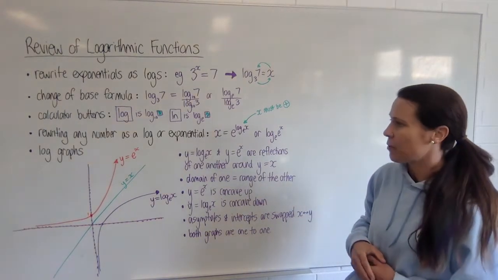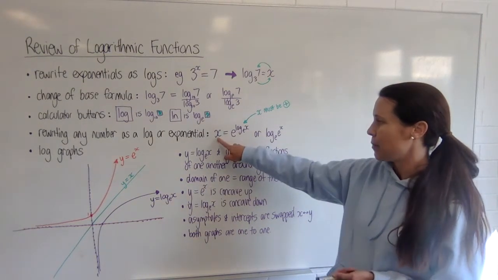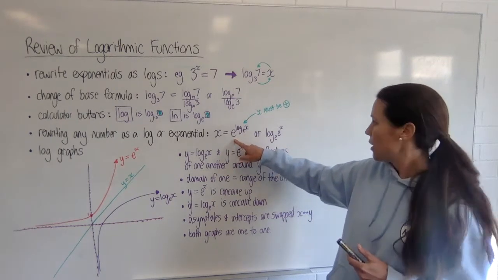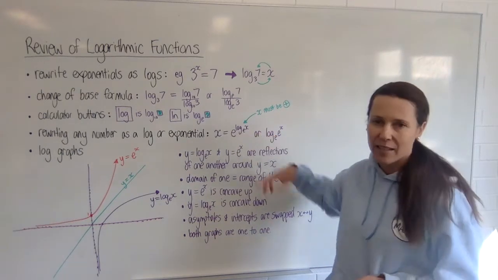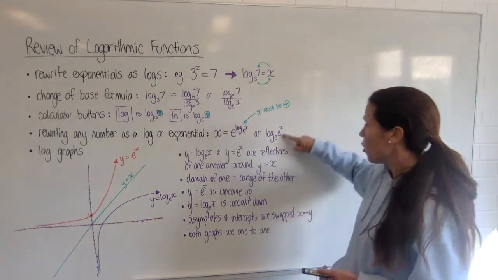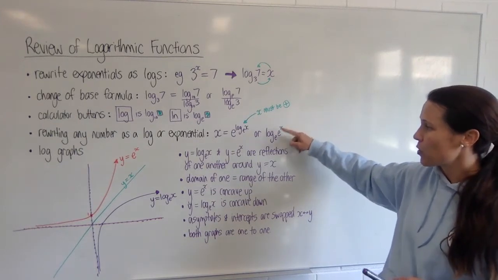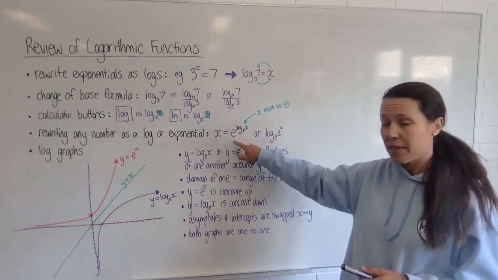You also need to know how to rewrite any number as a log or as an exponential. So I can take some number, say x, and I can write it as an exponential expression, given that if I'm writing it like this, x needs to be positive because I can't take the log of a negative number. Or I can write it like this, and this works for all x.